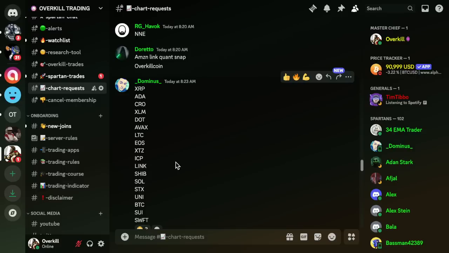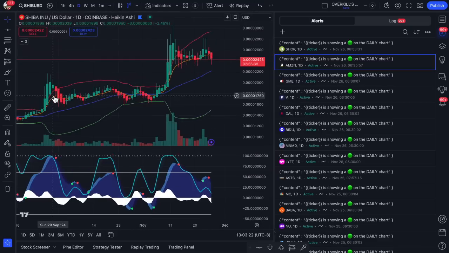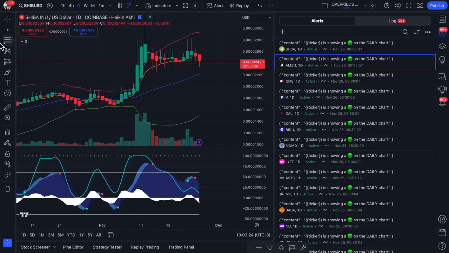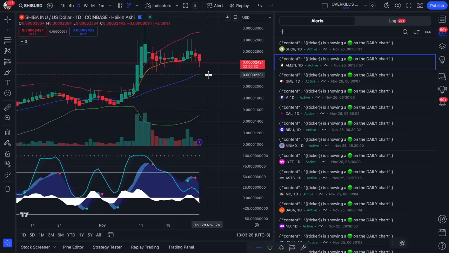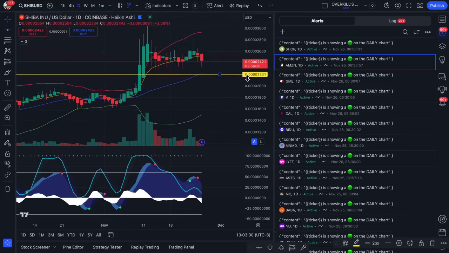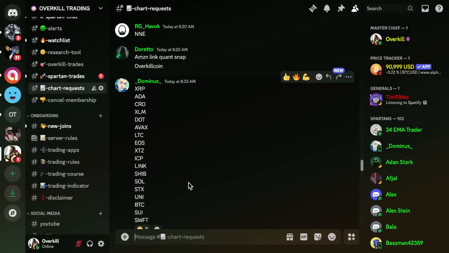ICP we covered, Link we covered, SHIB. See, we're getting into some duplicates now. Okay, SHIB selling off as well. If you could buy this one down here at the blue line, at our 30-day moving average at about 0.00022, that would be a great place to take an entry. We're consolidating right now above this level. I would love to buy it right down there. Just wait on the green dot for SHIB.